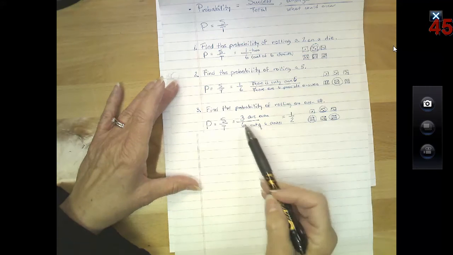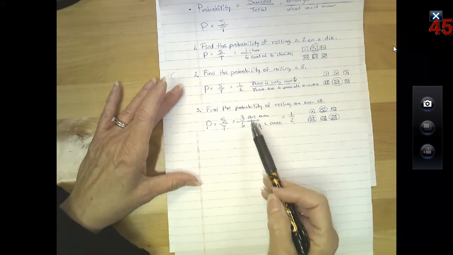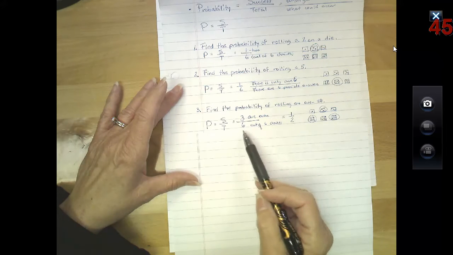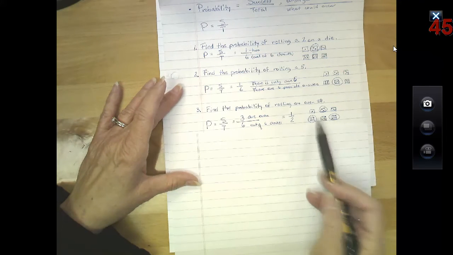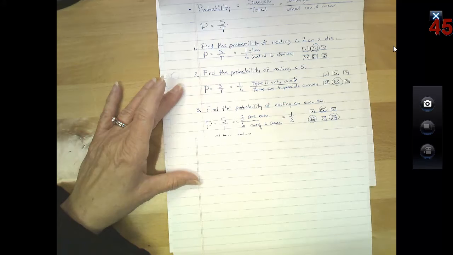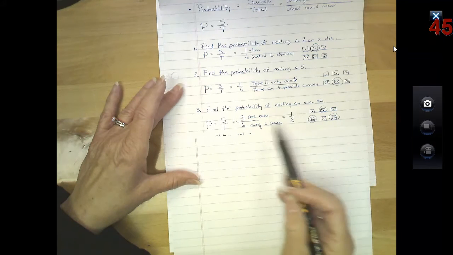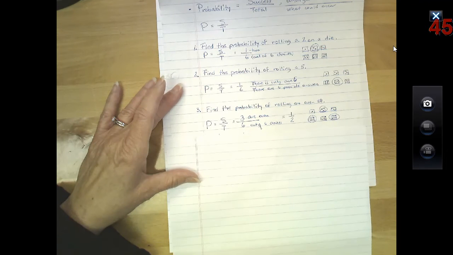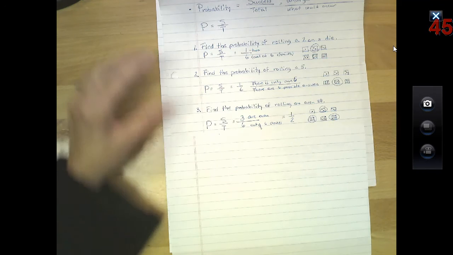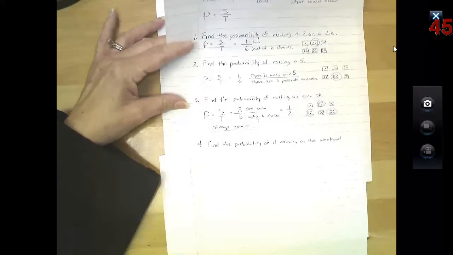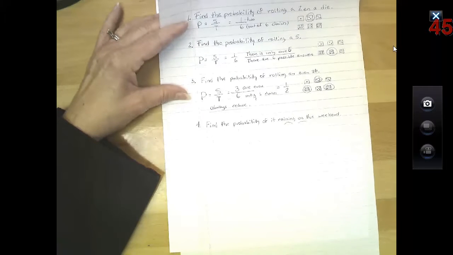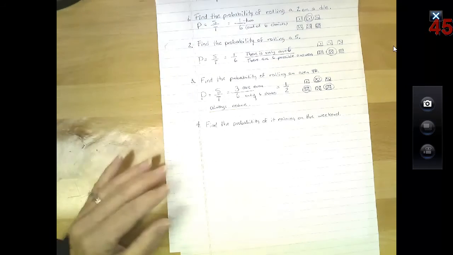So what you want to occur is to get an even number. There are 3 of those. What could occur is there are 6 choices. So it's 3 out of 6, reduce it to 1 over 2. So your chances or probability of rolling an even number is half. Always reduce them.